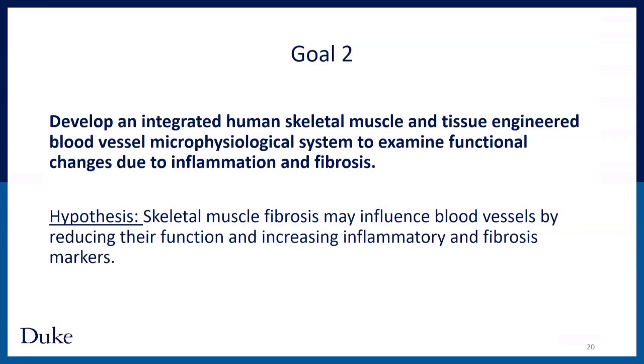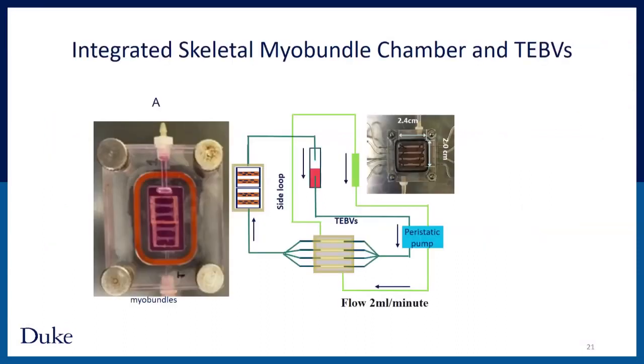Next, we want to integrate these bundles with the vessels we have to examine the functional changes due to the inflammation and the fibrosis. The hypothesis we have is that skeletal muscle fibrosis might influence the blood vessel by reducing their functions and increasing the inflammatory and fibrosis markers in both of the systems. In order to do that, we first design a small chip to hold two pairs of the muscle together, and there's an inlet and outlet. We can put them into our perfusion loop with the blood vessels here.